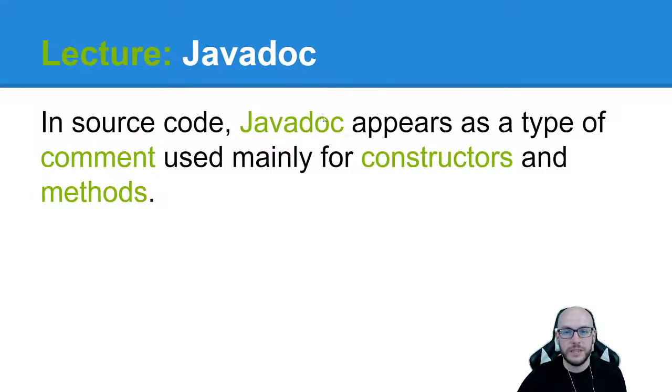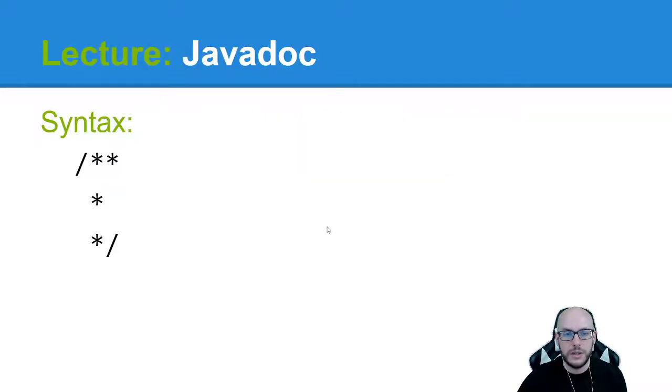In source code, Javadoc appears as a type of comment used mainly for constructors and methods. So this is going to be under a category of comments. You might have actually seen this word on your rubric. Now that we are learning Javadoc, it'll be something that gets required in our labs and projects. But here is our syntax.